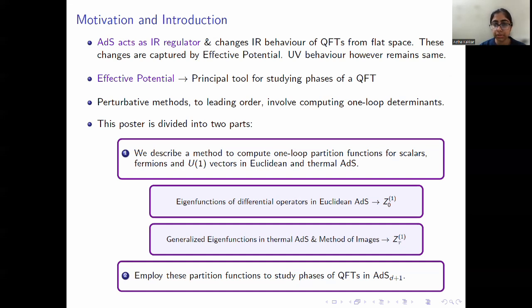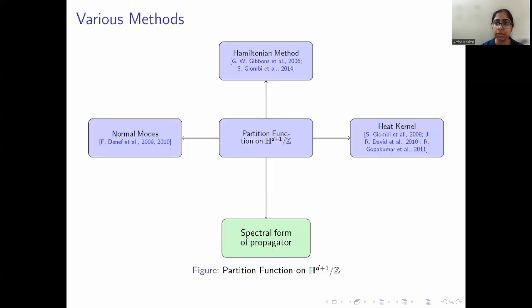We have first given a method to compute one-loop partition functions for scalars, fermions, and U1 vectors in Euclidean as well as thermal AdS. This has been done by finding the eigenfunctions of the corresponding differential operators in Euclidean AdS and then generalizing these eigenfunctions to obey the periodicities of thermal AdS. And then we use these results to study phases of different QFTs in AdS spaces, both Euclidean as well as thermal AdS. So there are some methods already known to find these partition functions.